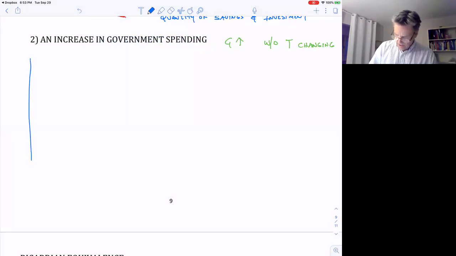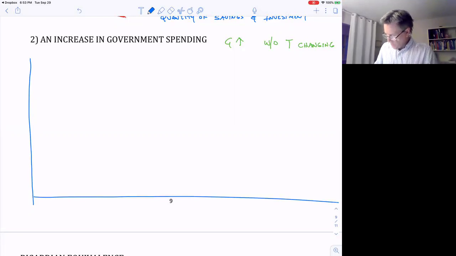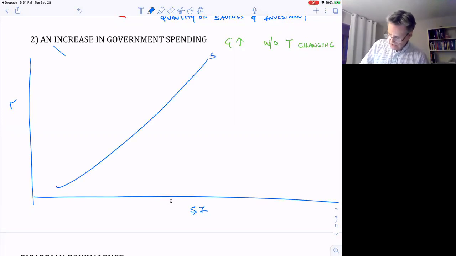So we'll draw the model here. So the quantity of savings and investment is down on the horizontal axis. The real interest rate is on the vertical axis. We've got the savings function, the investment function.